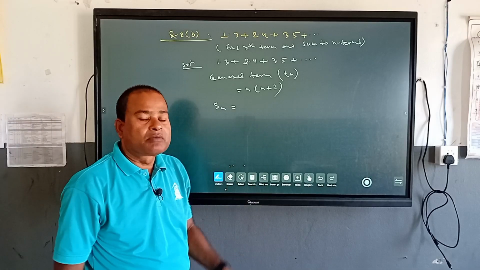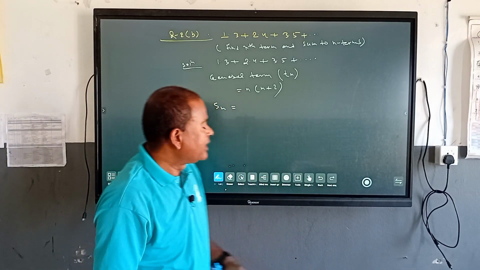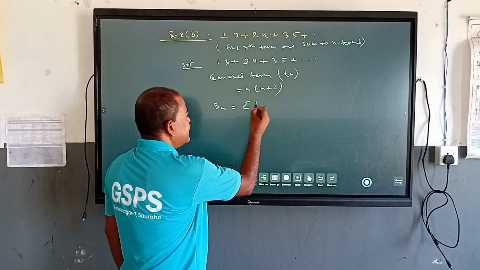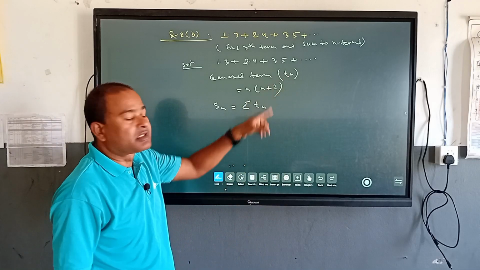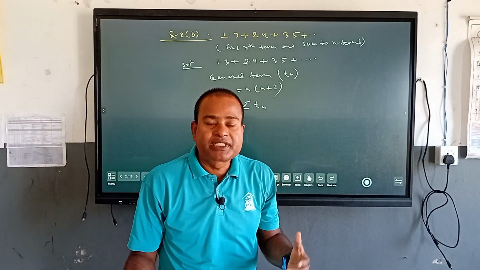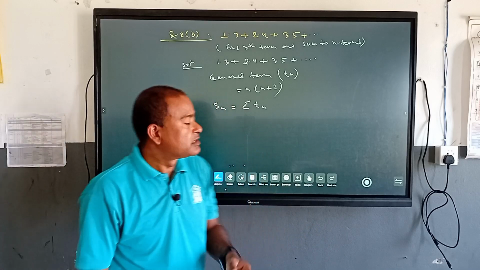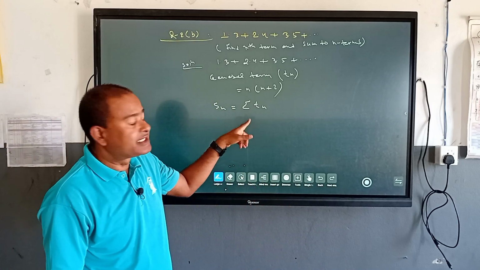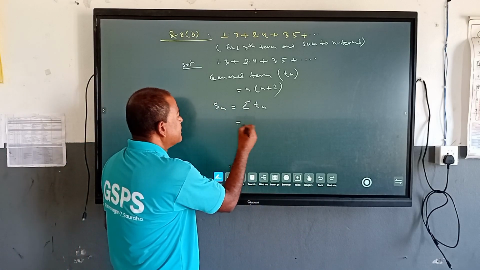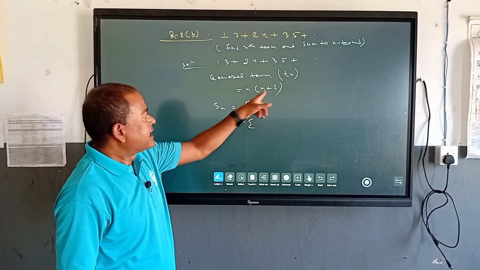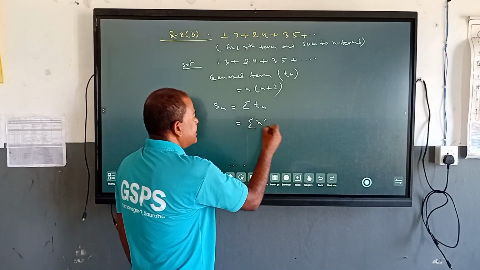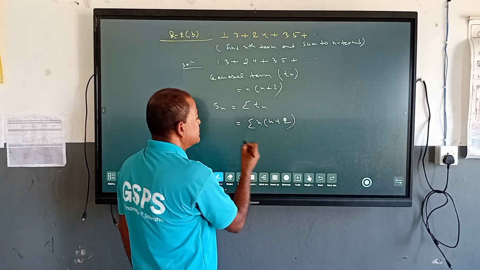Sn, the sum of the given series, we can write as summation Tn, because the general term we have already found. So in sigma notation, the sum of the first n terms of any given series is written as summation Tn. So dear students, Tn means n times n plus 2.